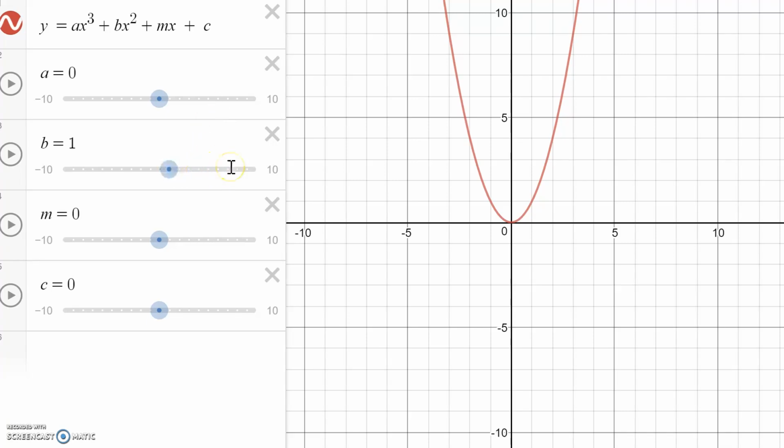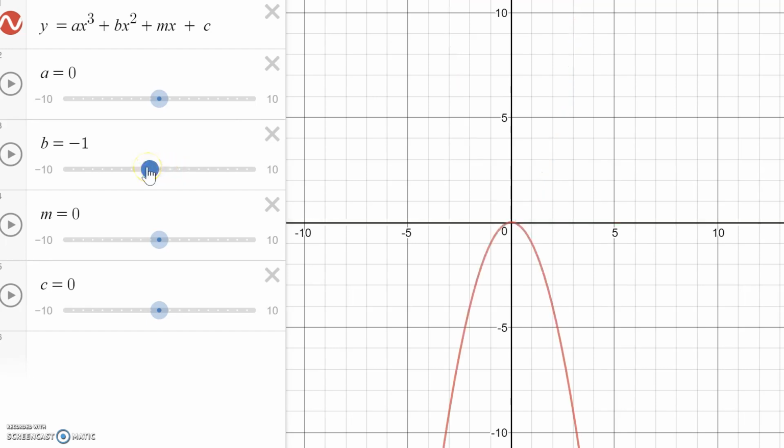Now I said if you throw a ball in the air, you might be thinking, hang on a minute, it doesn't do that. That's going down and then it's going up. Right, let's make b minus 1. This is y equals negative x squared. y equals minus x squared. Right, that looks more like the path of a ball, the trajectory of a ball. We throw it up, it'll follow that path.